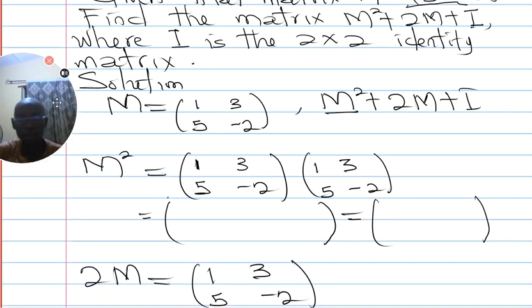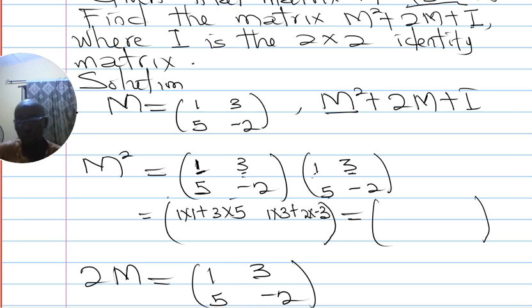So this is M times M: [1, 3; 5, -2] times [1, 3; 5, -2]. Let me multiply this together. So 1 times 1 plus 3 times 5. The next thing is 1 times 3 plus 3 times, I mean, 3 times -2.